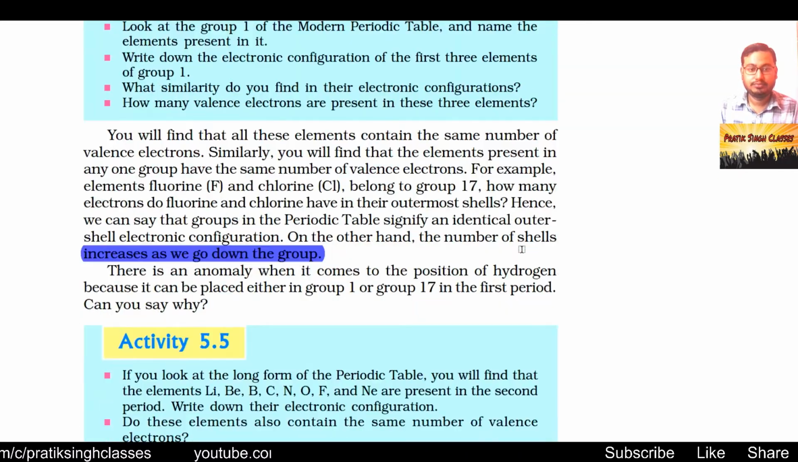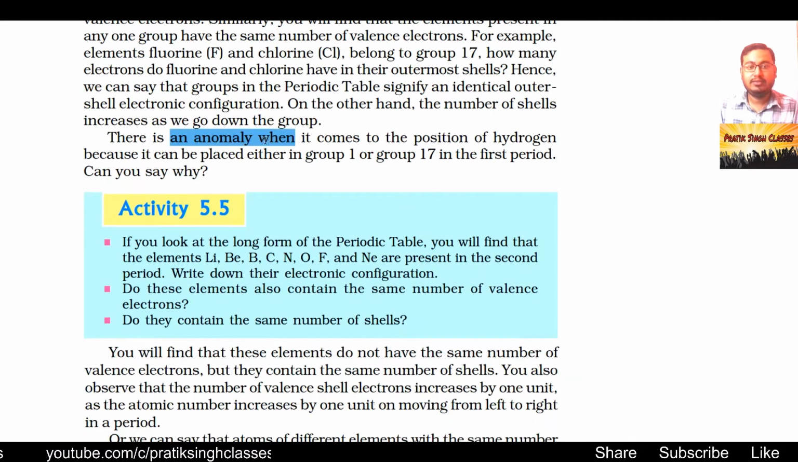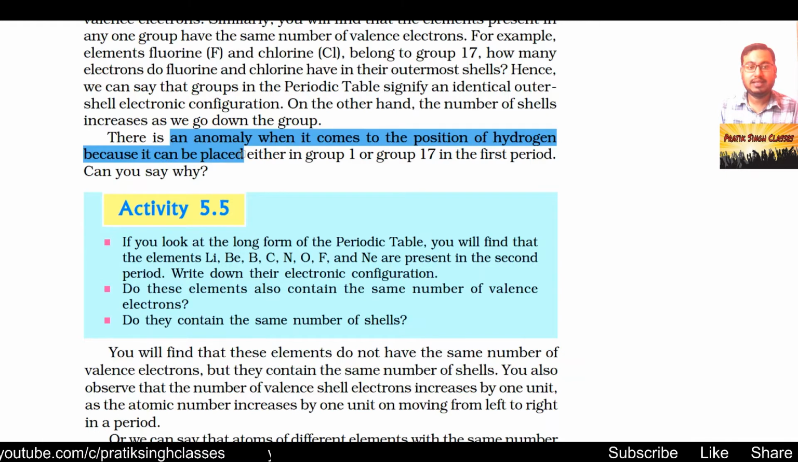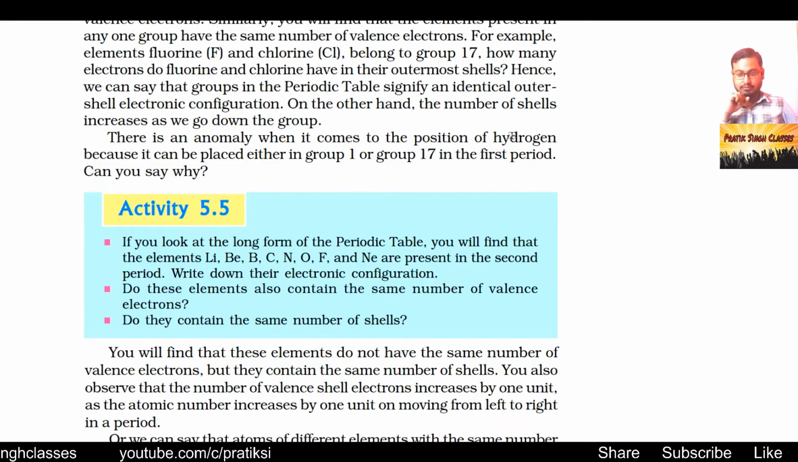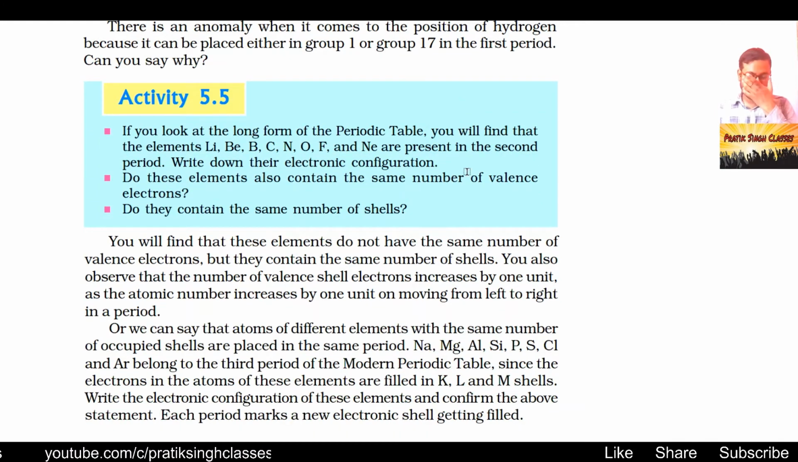The number of shells increases as we go down the group. There is an anomaly when it comes to the position of hydrogen, because it can be placed in group 1 or group 17 in the first period. Hydrogen can be placed in group 1 as well as group 17 because of its allotropes. It is available in the environment in 3 forms, and because of that we are still confused where to keep hydrogen.